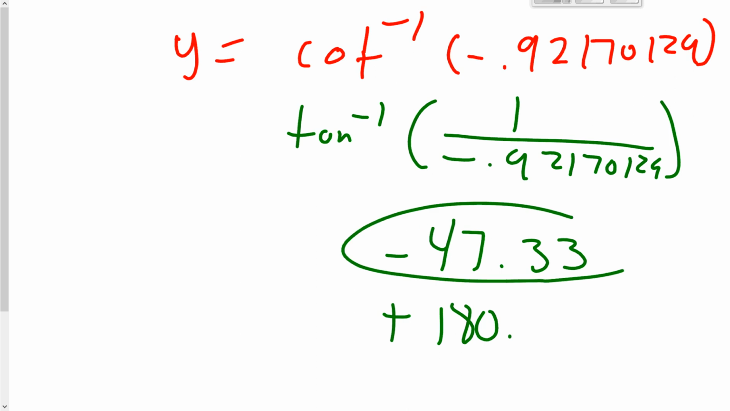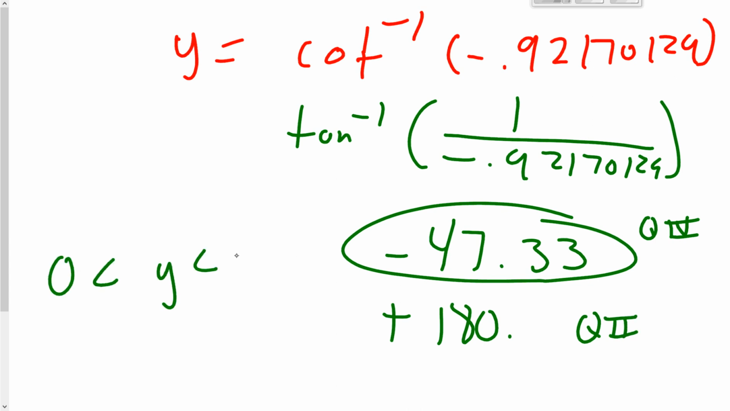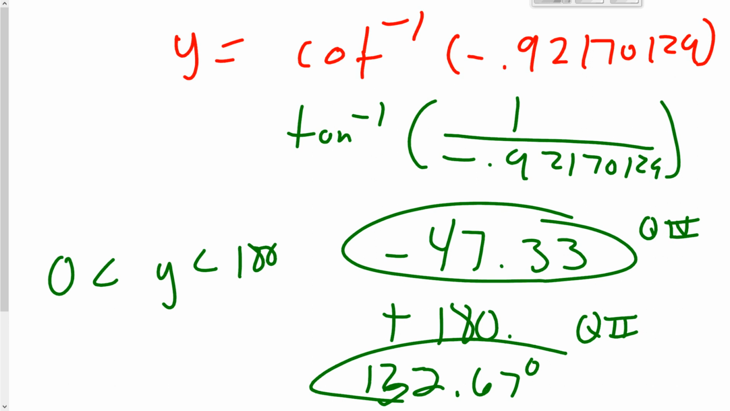Because we're in the fourth. This is in the fourth quadrant. If we add 180, that's going to put us in the second quadrant, which is our range, right, between 0 and 180. So that will get us there. So if we add 180 to that, that's going to get us to 132.67 degrees. And so there's our answer for number 65.